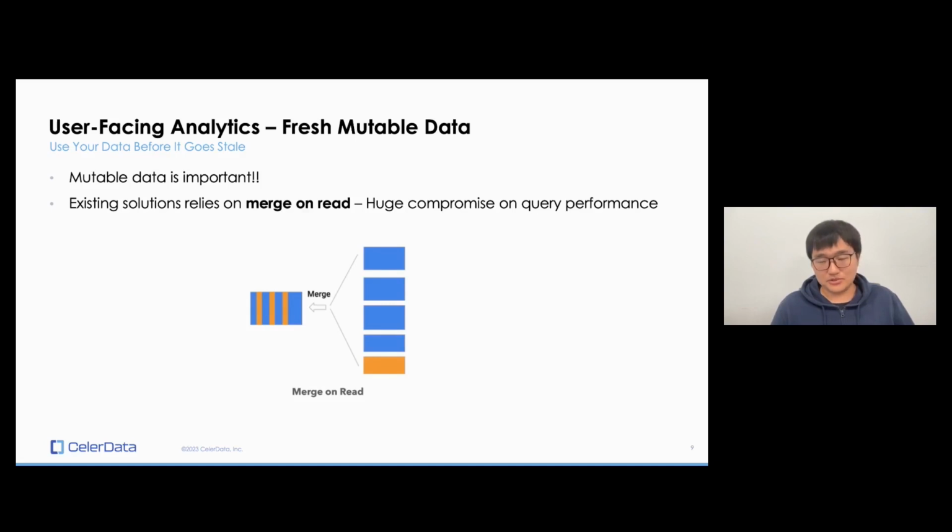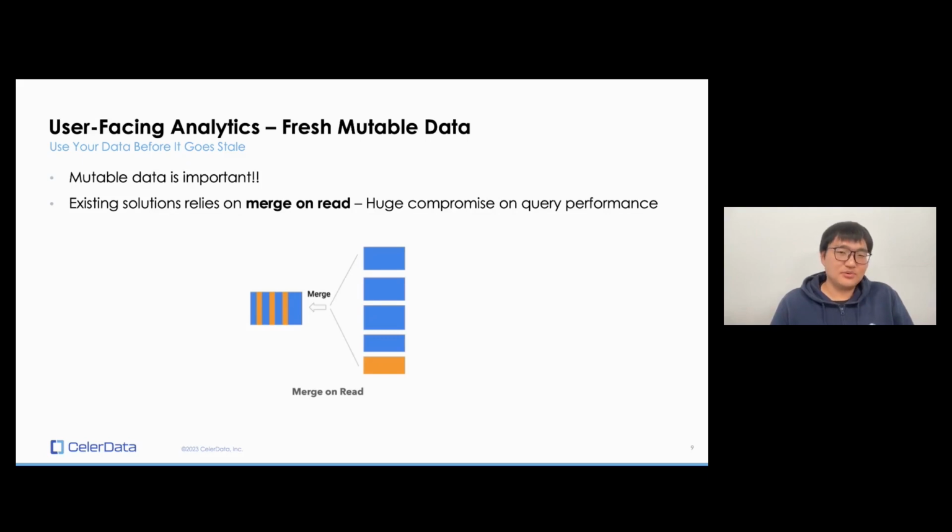And mutable data is important too, because a lot of things, like a transaction or an order status, change. If you can't support updatable or mutable data, you need to keep a change log of everything and aggregate to find the latest result sometimes. That's not good. So mutable data is very important, and existing solutions really rely on merge on read.